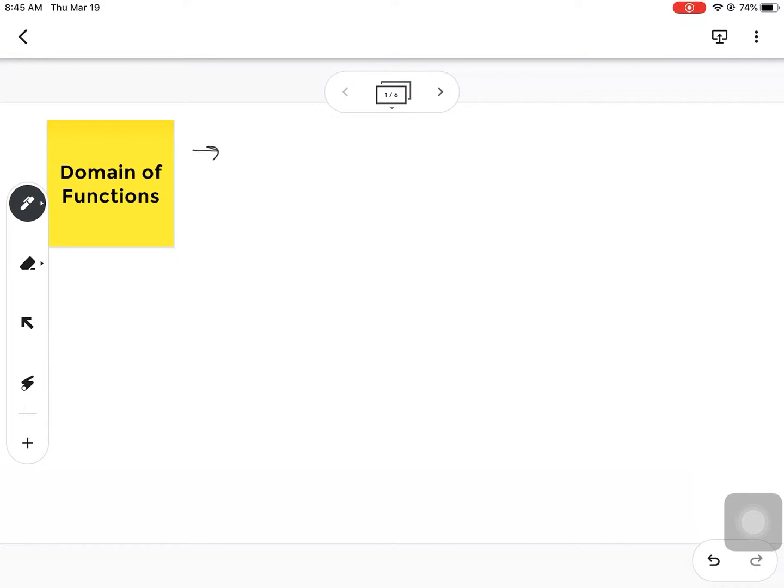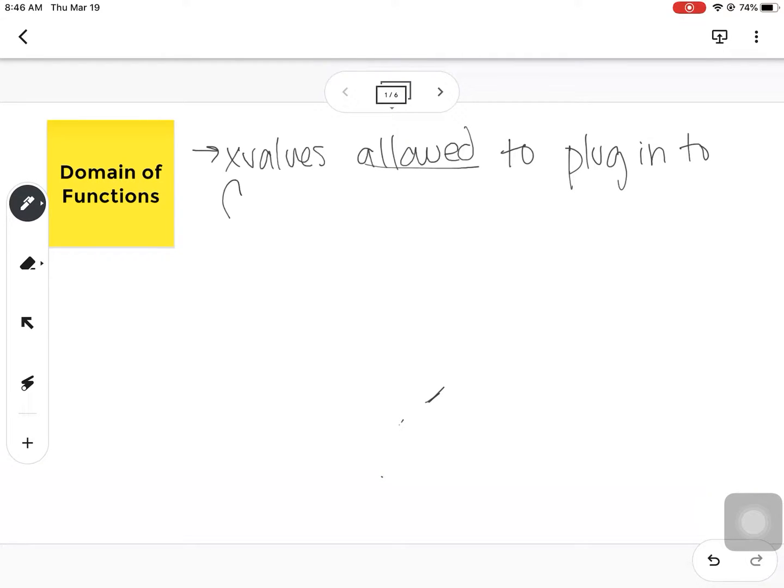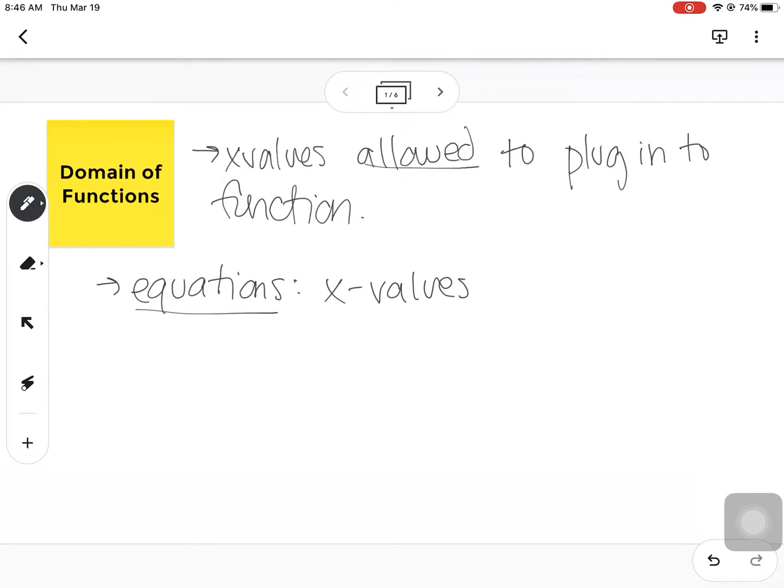For your domain, remember that it's really just the x values that you are allowed. With graphs, we think of this as allowed to plug in to the function. It's also the left and right of your graph. When we're talking about equations, it's very similar. It's the x values you are allowed to get as an answer.